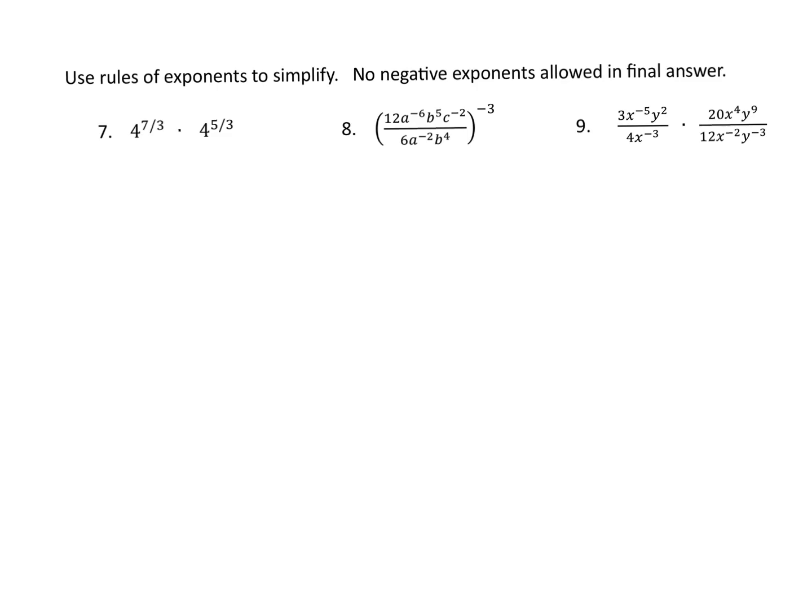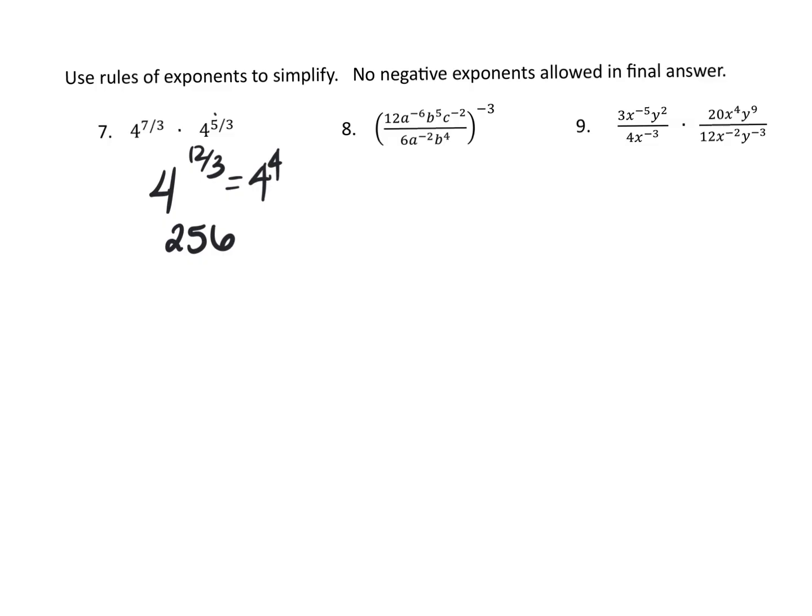All right, the next set is the rules of exponents, making sure we have no negatives in the final answer. So remember our rule of exponents, if we're multiplying, we add our exponents, but the bases have to be the same. We have the same bases here for number 7, 4 to the 7/3 times 4 to the 5/3. So I can add my exponents, my bases stay the same. So it's 4 to the 12/3 power, which is 4 to the 4th. And that's pretty small, so we can evaluate that to be 256.